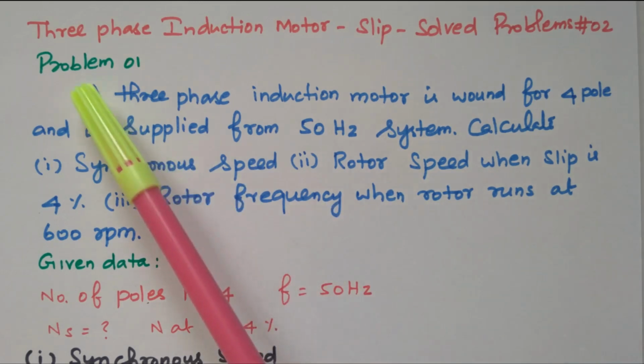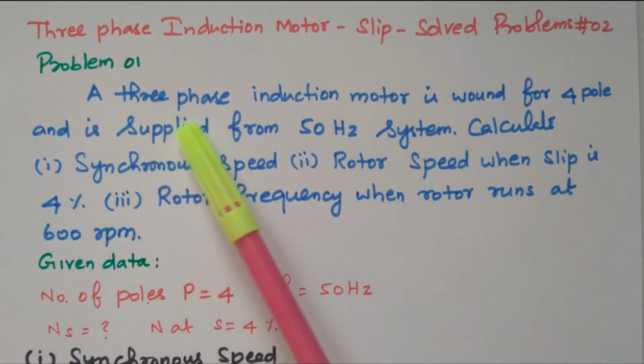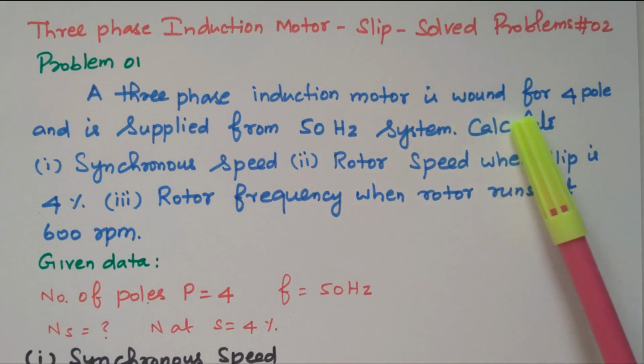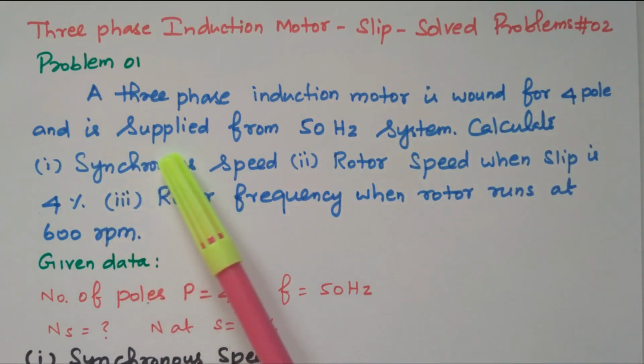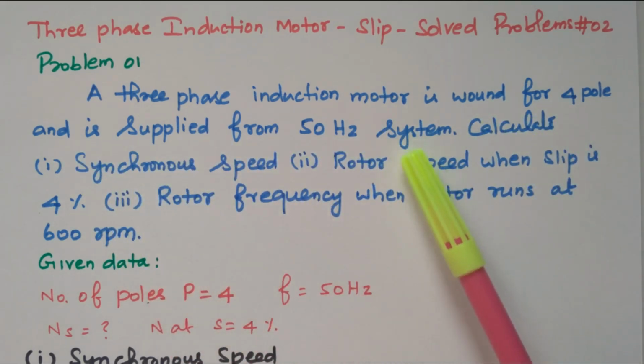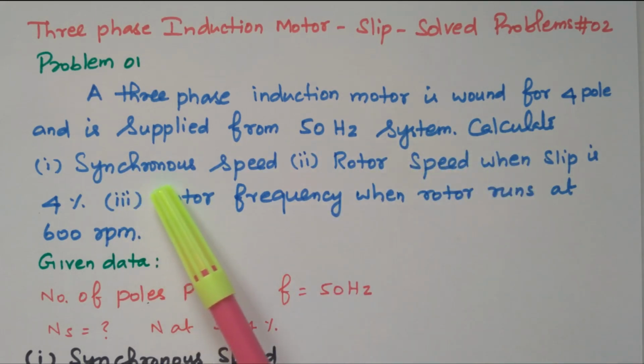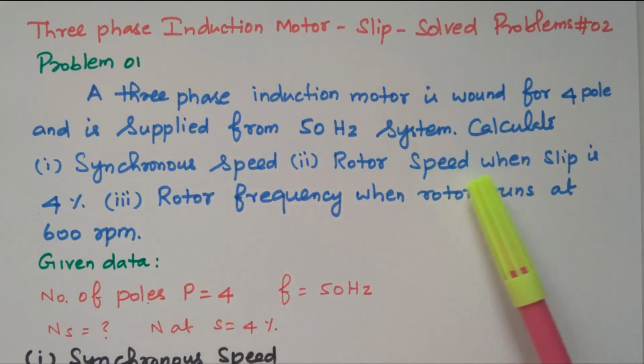Now we will go to the first problem. A 3-phase induction motor is wound for 4-pole and is supplied from a 50 Hz subsystem. Calculate the synchronous speed, rotor speed when the slip is 4%, rotor frequency when the rotor runs at 600 rpm.